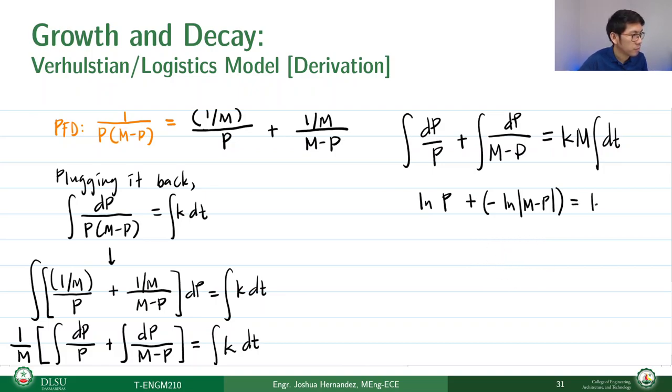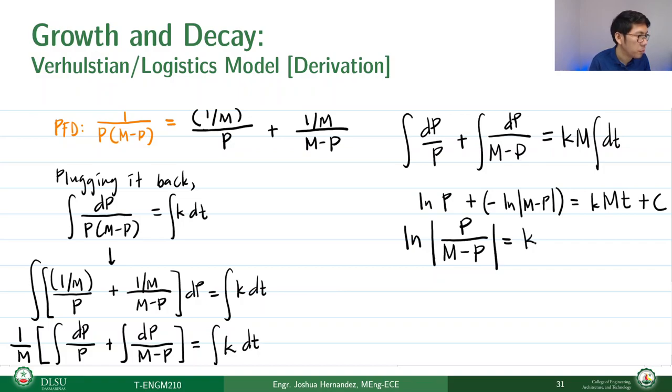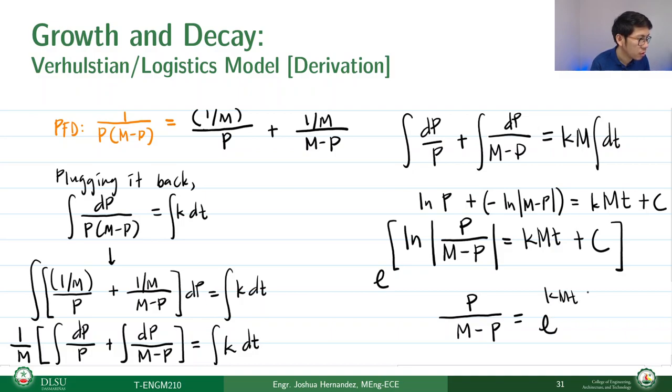So, of course, km, and then t, and then, of course, plus c. Yan. So, combining, since pares itong ln, we can combine this into one. We have ln p over m minus p equals, yan, kmt plus c. Okay. If you raise this all to e, what will happen? Ln cancels out. Magkakaroon tayo ng p over m minus p equals e raised to kmt plus c.